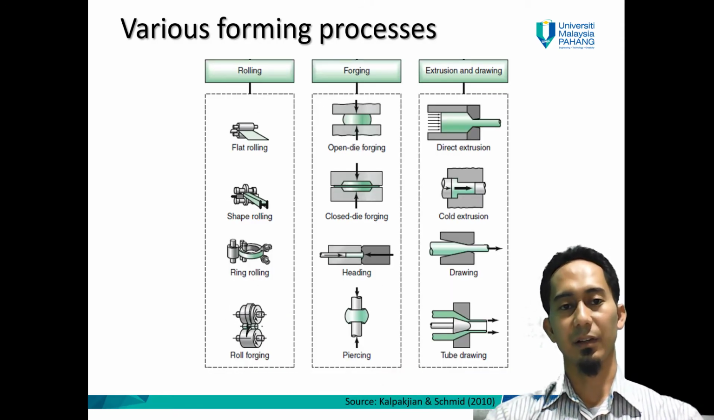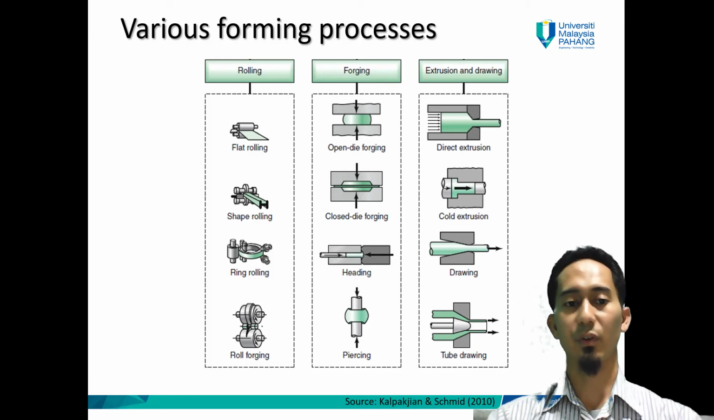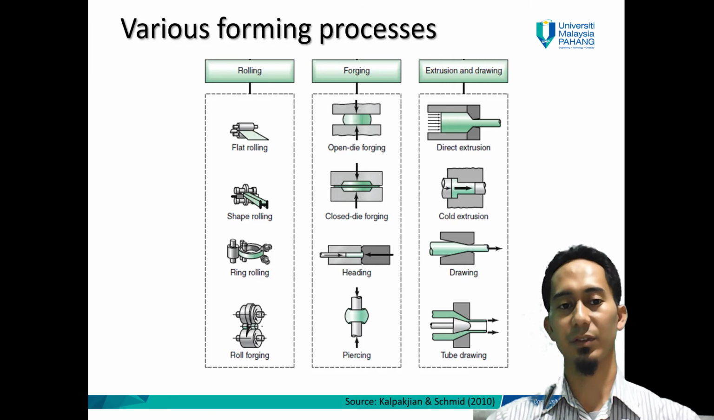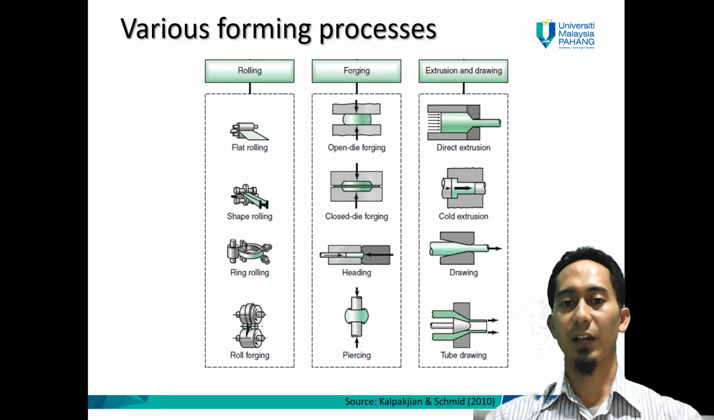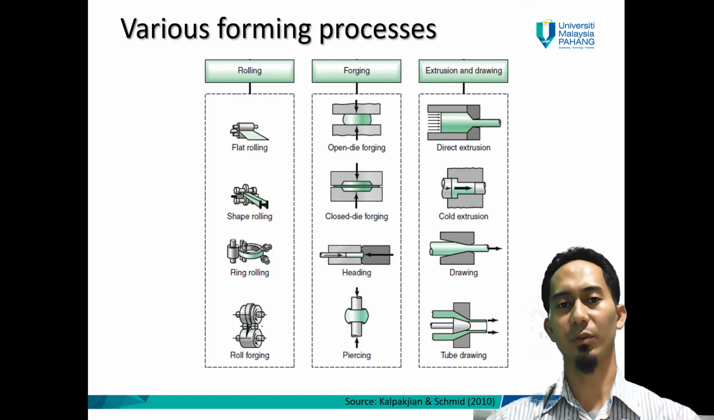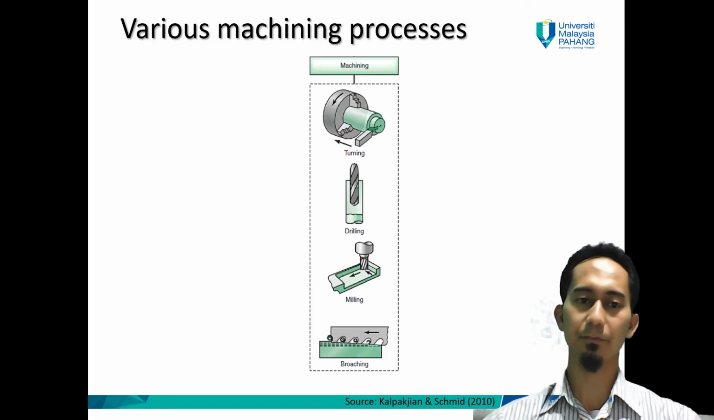Next would be regarding forming processes. As I mentioned before, we have rolling, forging, and extrusion and drawing. So in rolling, we have listed, for instance, flat rolling, sheet rolling, ring rolling. Whereas for forging, we have open die forging, heading, and piercing. For extrusion, we also have several examples here: direct extrusion, cold extrusion, drawing, tube drawing, and all of these processes we'll go through one by one in the upcoming weeks.